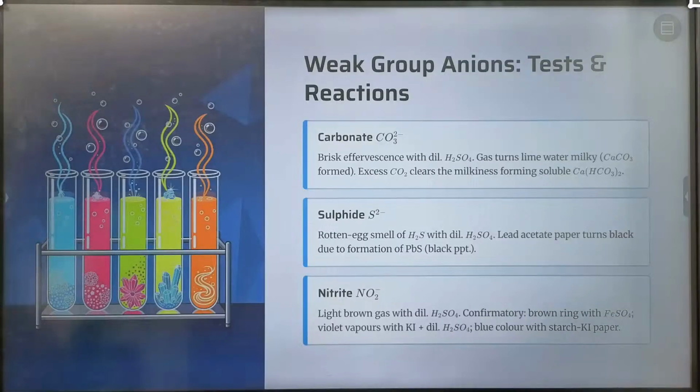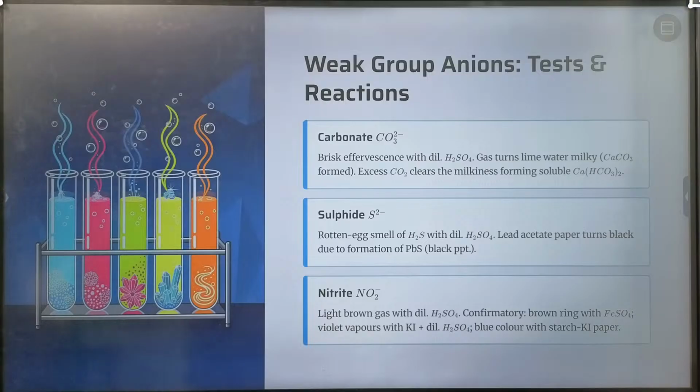And the confirmatory test we do simultaneously. You add a little dilute sulfuric acid and dip in a lead acetate paper. The lead acetate paper now turns black because it forms lead sulfide. The sulfide reacts with the lead and forms lead sulfide, which is a black precipitate. So the lead acetate paper changes to black in color. That is the confirmatory test.